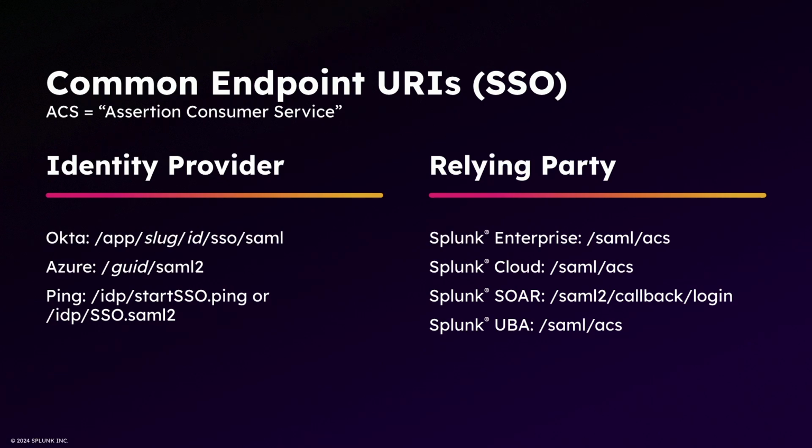For Okta, it's usually the application, a slug, an identifier, and it ends in SSO SAML. If you're on Azure, it ends in SAML2, in the URL path. If you're using Ping, it starts with start SSO, or it's ping SSO SAML2. And I didn't add Duo when we got acquired by Cisco just recently, so sorry I didn't add that in there. On the application side, most of them are SAML ACS, ACS standing for Assertion Consumer Service. This was something in the spec, and so everyone had a common path there.